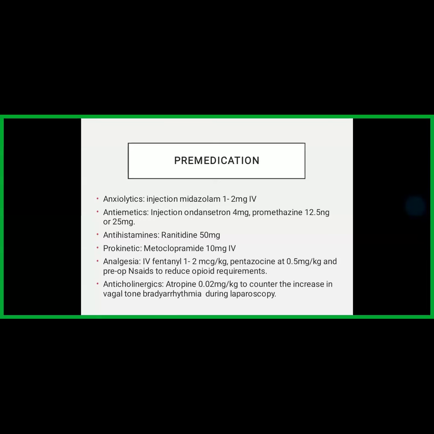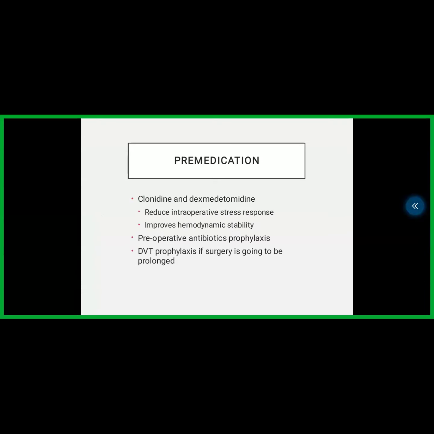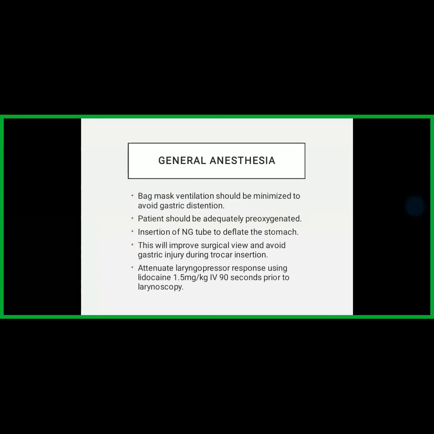Analgesia could also be given to the patient. Then atropine could also be given to counter the vagal tone and bradyarrhythmia during the laparoscopic surgery. Then clonidine and dexmedetomidine can also be given to obtund the pressor response to laryngoscopy, basically. Then the preoperative antibiotic prophylaxis for the surgery should also be given to the patients. Then DVT prophylaxis if the surgery is going to be prolonged.